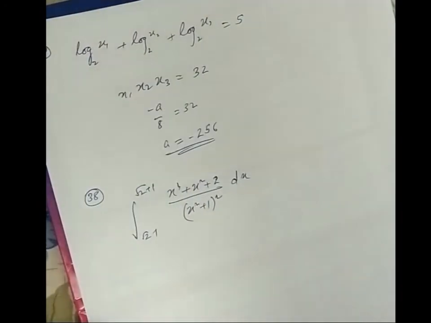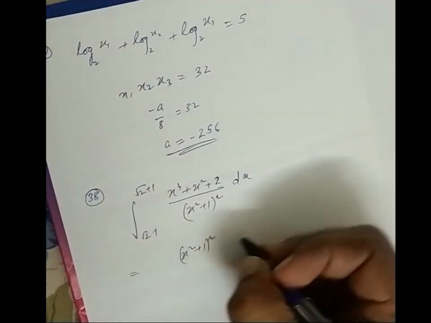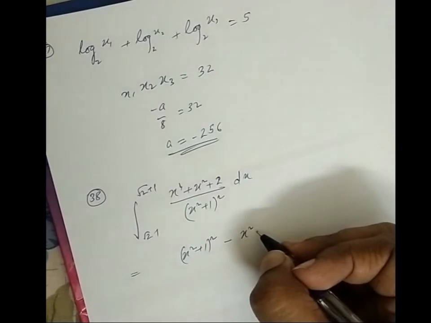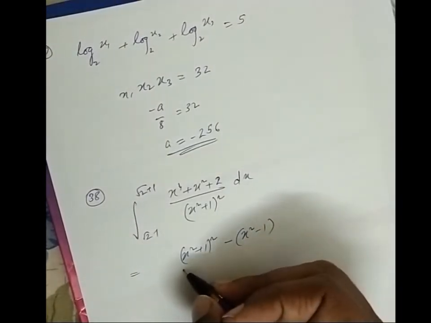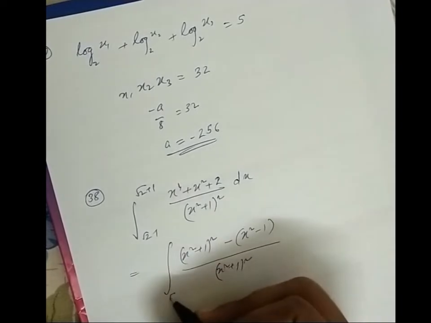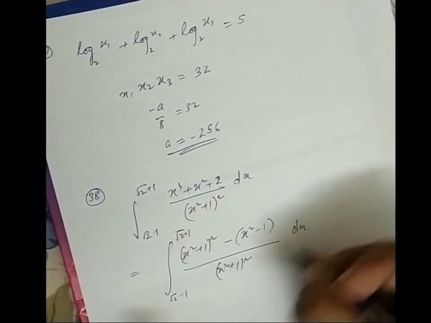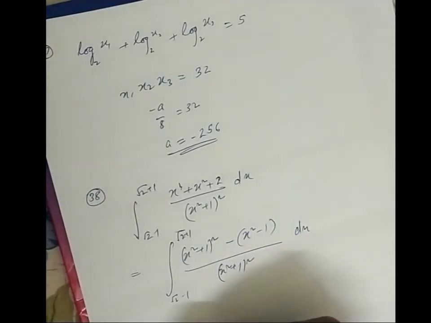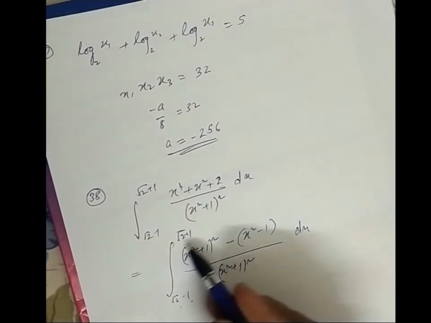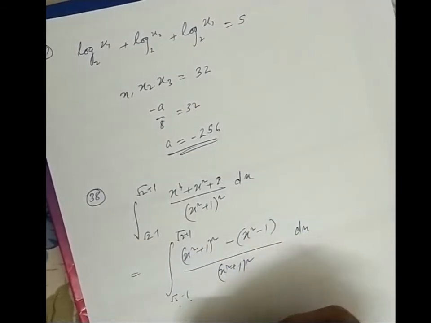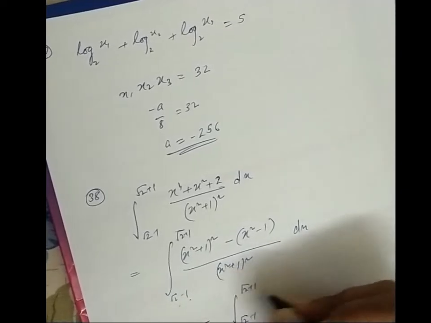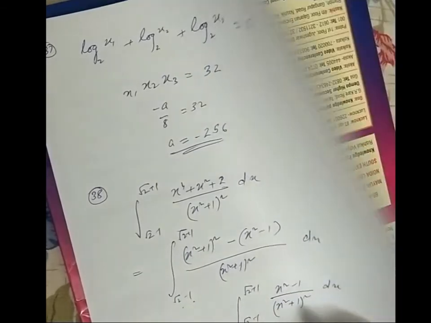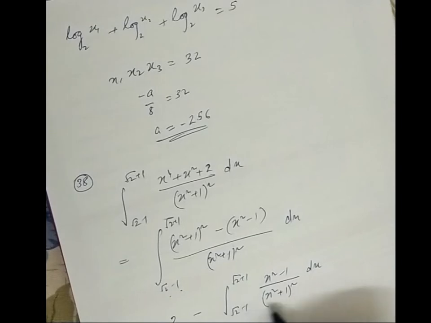So this is equal to the integral of (x square plus 1) whole square minus (x square minus 1) upon (x square plus 1) whole square dx, which would be 1. So integration of 1 from root 2 minus 1 to root 2 plus 1 would be 2, minus the integration from root 2 minus 1 to root 2 plus 1 of (x square minus 1) upon (x square plus 1) whole square dx. If we put x is equal to 1 by x in this integration, let's see what we get.